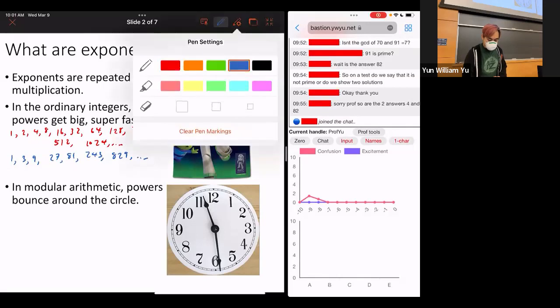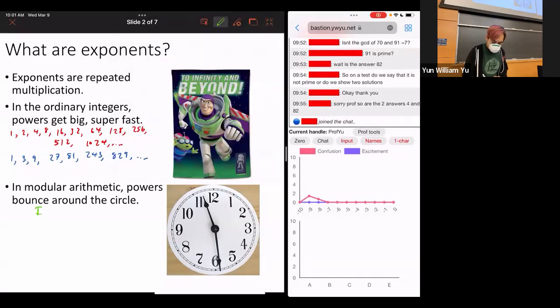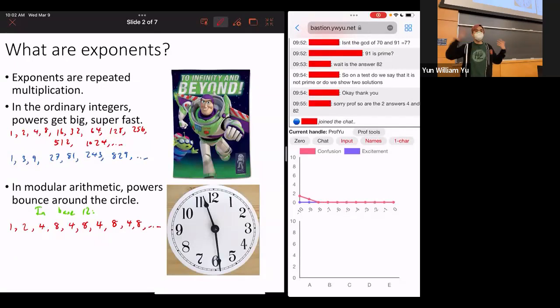So in base 12, because we have a clock on the right, what are the powers of 2? Well, 1, 2, double that. So multiply by 2, you get 4. Multiply by 2, you get 8. Multiply by 2, you get 16, but 16 is equivalent to 4. You multiply by 2 again, you get 8. You multiply by 2 again, you get 16, but that's equivalent to 4, and so on. So you notice that it does bounce around, but in this particular case, it seems like once it bounces to 4 and 8, it just keeps on swapping between the two.